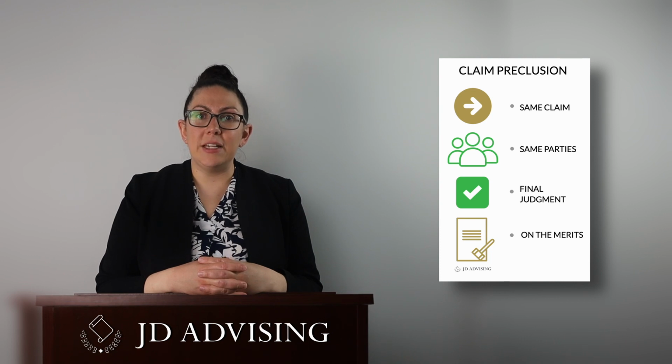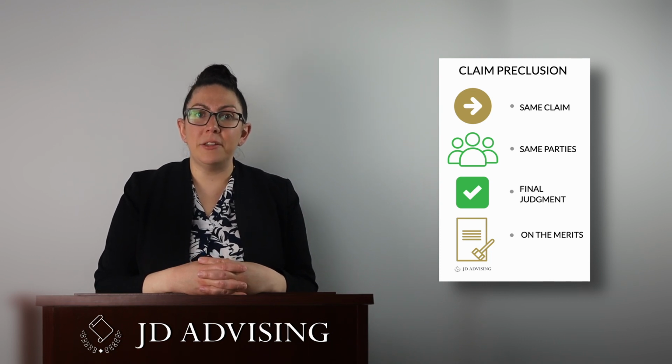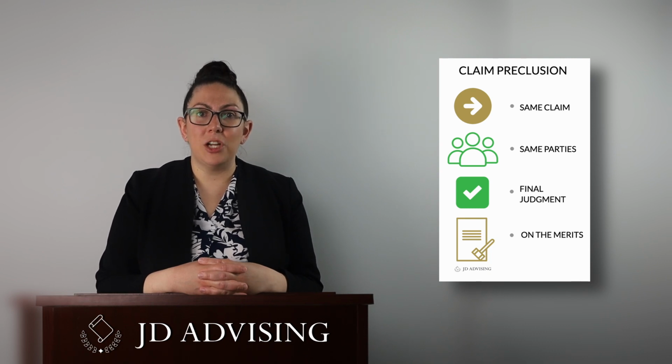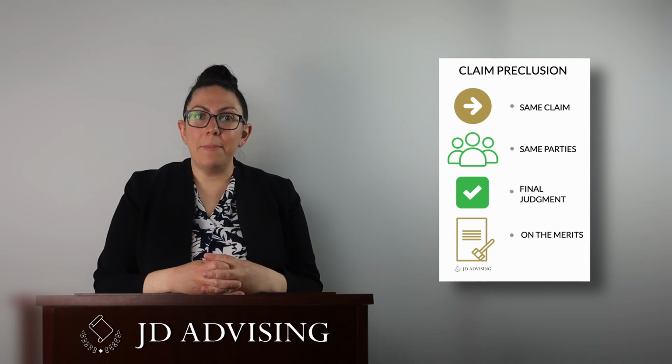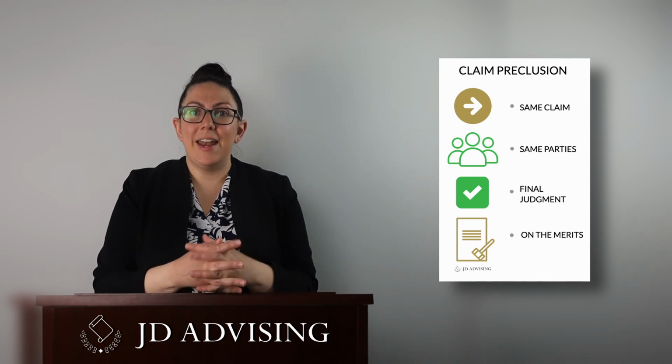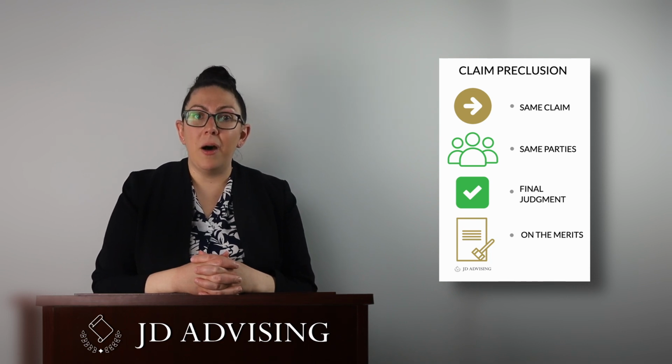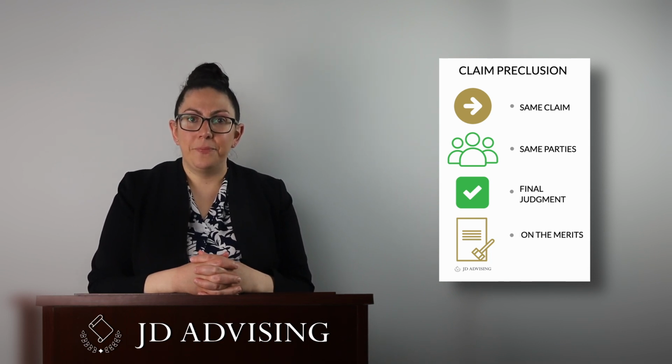The final highly tested issue that I want to discuss here is claim and issue preclusion. Claim preclusion prevents a plaintiff from retrying the same cause of action in a later lawsuit where there has already been a final judgment on the merits. The elements are same claim, same parties, final judgment, and on the merits. If these elements are met, the plaintiff will be barred from retrying the case.